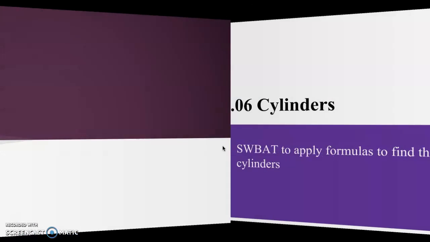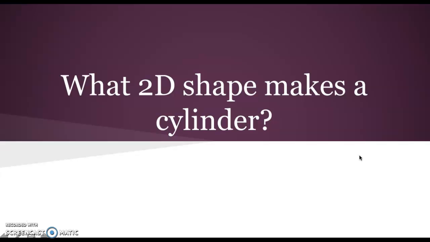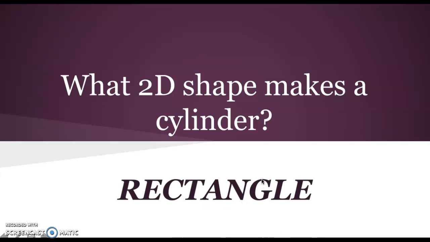Before we do anything, let's take a look and see if you remember what we spoke about earlier. What two-dimensional shape makes a cylinder? We talked about rotation in lesson 8.01. That is correct. It's a rectangle. When we rotate a rectangle, we can make a cylinder.